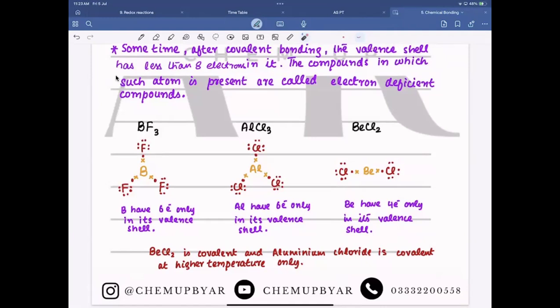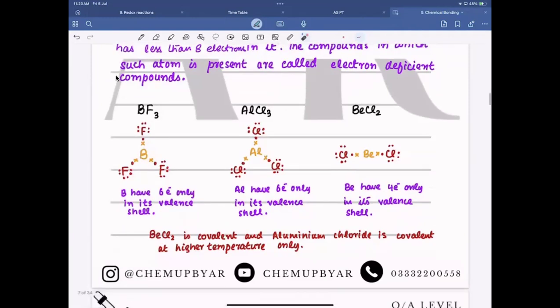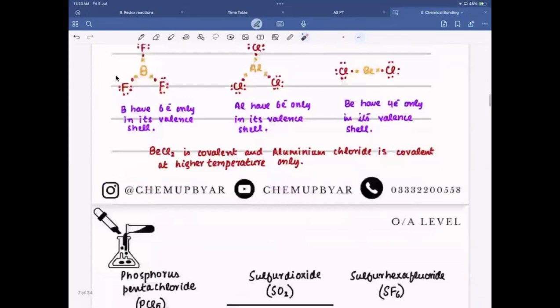Till here, is this clear? Yes, sir. Okay, now if I ask you to draw the dot and cross diagram for these new 3 examples.